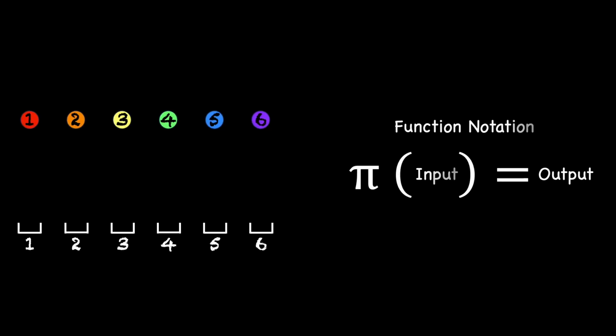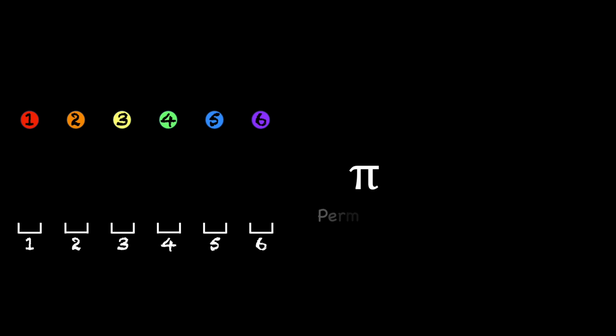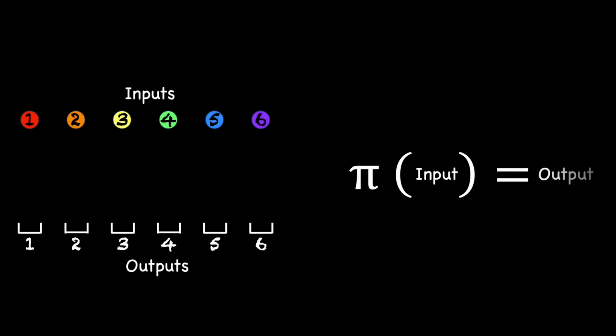Think back to example 1A. To describe this action, we can use function notation. Let's name this permutation using the Greek letter pi. We'll think about each ball as a unique input value and the bins as the corresponding output values.